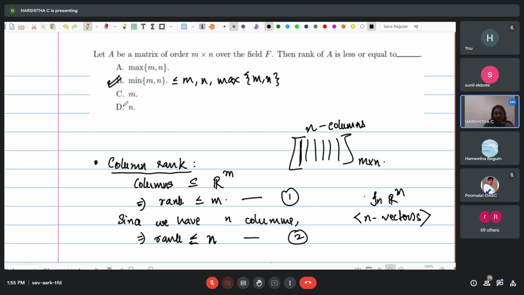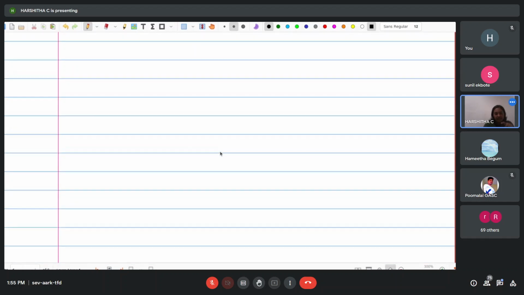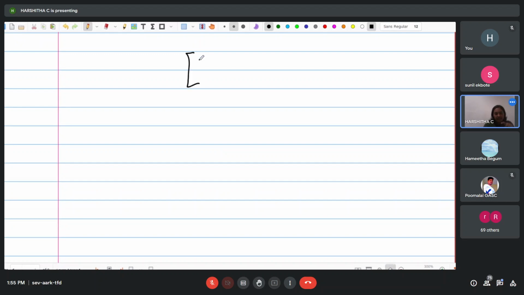It need not be equal to. It is still less than or equal to, right? Suppose you take A to be something like this. It is a 2 cross 3 matrix, so your m is 2, n is 3. And if you compute the rank, it will actually be 1. So it can be strictly less than m and n.